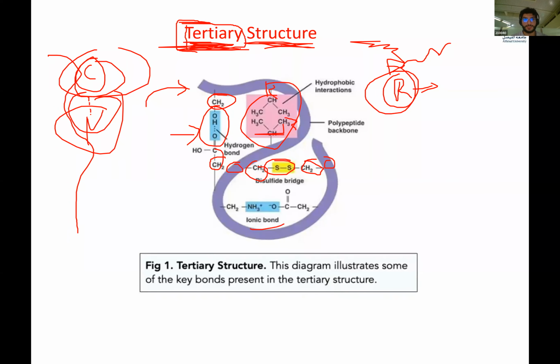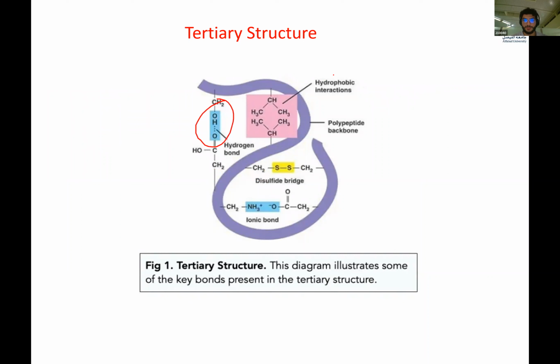Yeah, sure. So basically, we have 4 different interactions. There's a hydrogen bond right here. There's a hydrophobic interaction. There's a disulfide bridge, and there's an ionic bond. If you notice the ionic bond, there's a positive electrical charge and a negative electrical charge. They come together to form the ionic bond. Basically, it's just interactions between R groups.